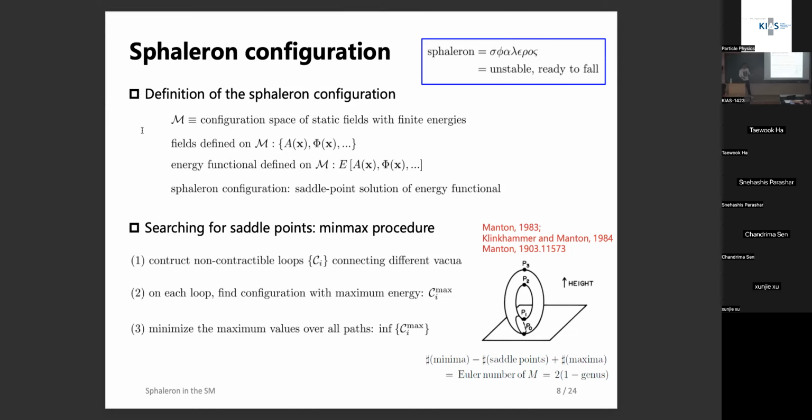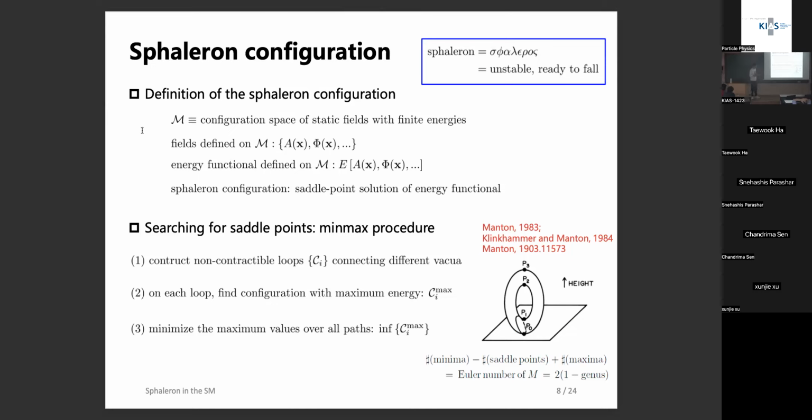The first step is to construct a set of non-contractible loops called C_i, which connect different vacuum. Here, the non-contractible loops means loops which start and end at the vacuum, but they cannot be continuously deformed to one point. So this is the meaning of non-contractible.